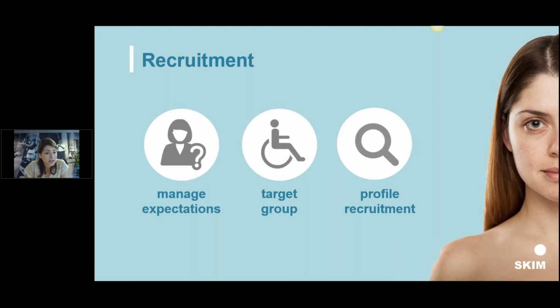So managing expectations, being able to visualize your target group in relation to your research, and working with profile recruitment should all add to a successful recruitment process.